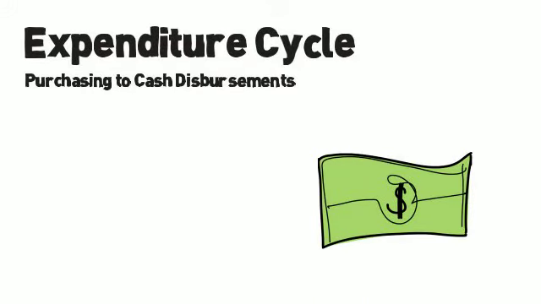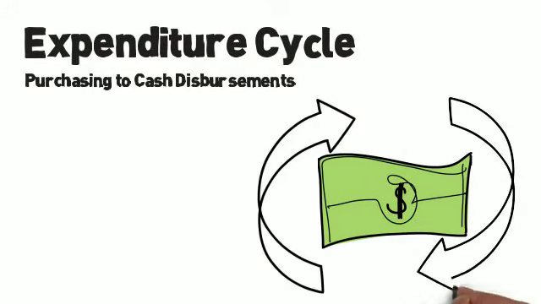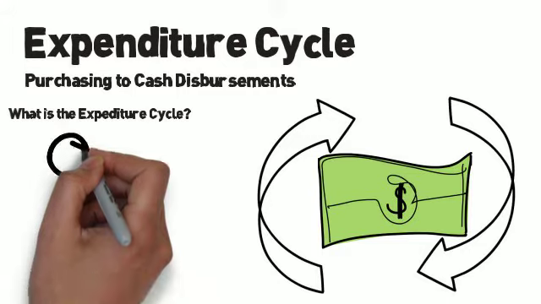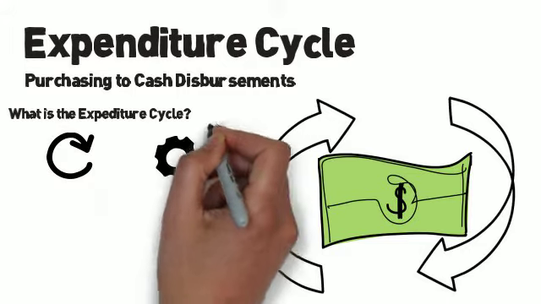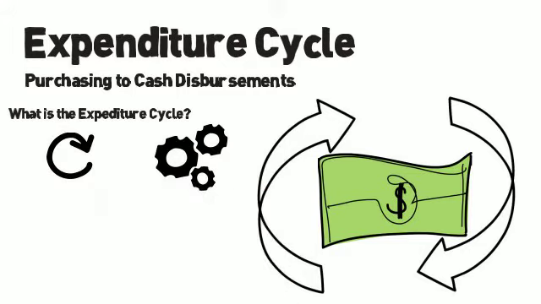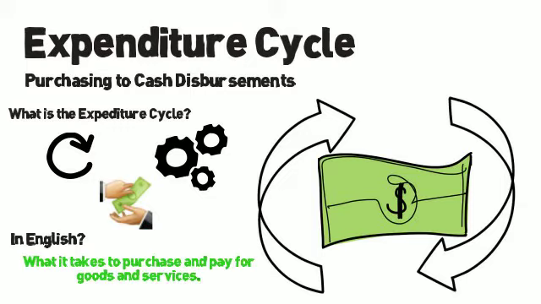Welcome to the Expenditure Cycle, purchasing to cash disbursements. Now, what is the Expenditure Cycle? It's a recurring set of business activities and information processing operations associated with the purchase of and payment for goods and services. In other words, it's what it takes to purchase and pay for goods and services.